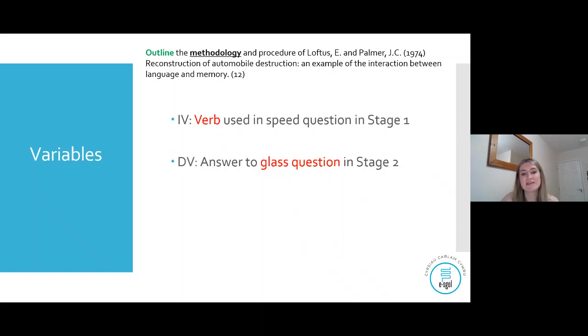Independent and dependent variable of this one then: the IV was the verb used in the speed question in stage 1, and the DV, what we measure, were the answers to the glass question. Did they see broken glass or not? That's what she really wanted to measure.